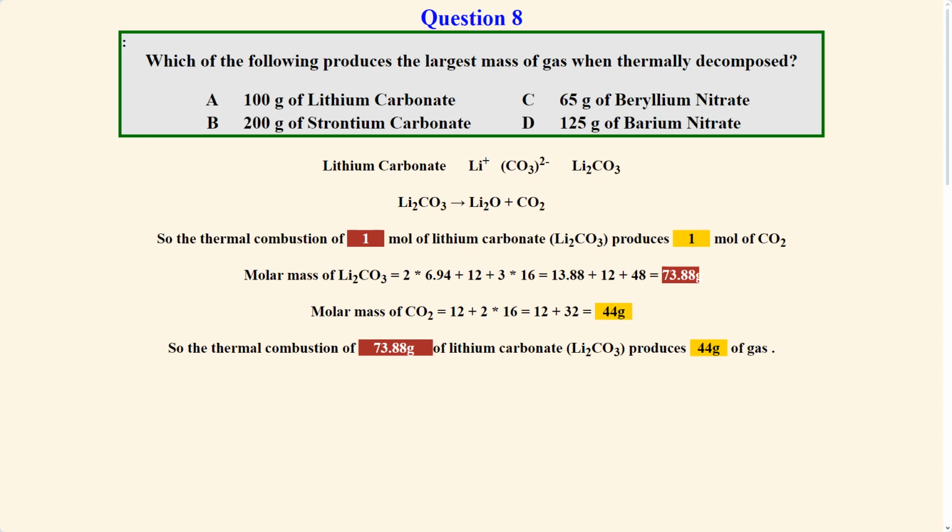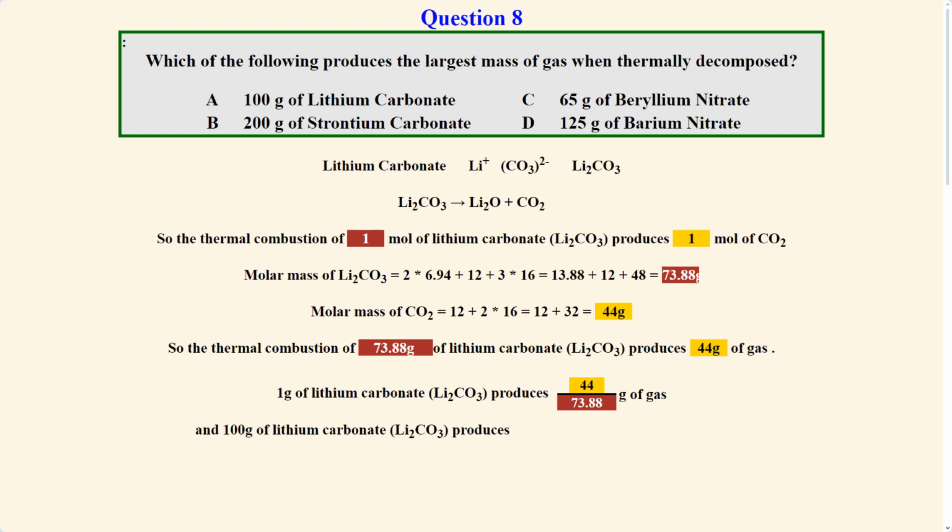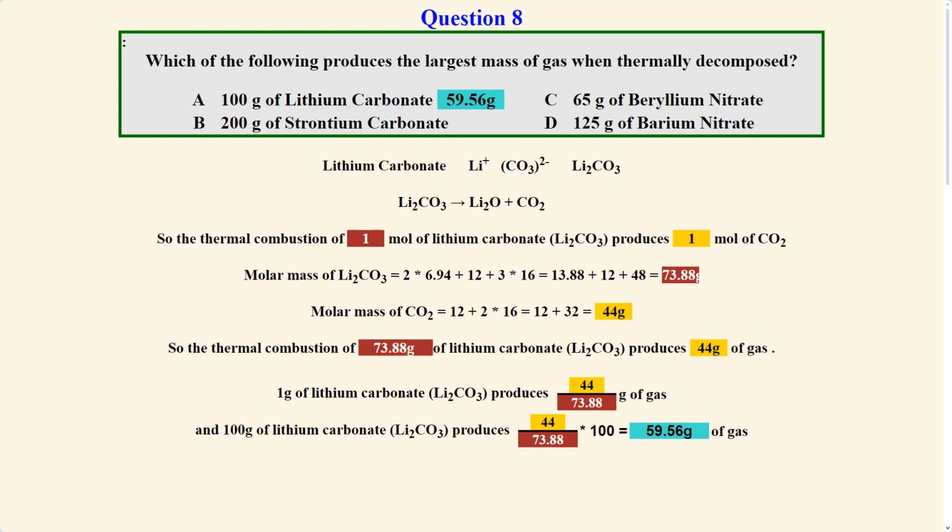We've got 100 grams, so let's go first to 1 gram, divide everything by 73.88. We need to divide the right by 73.88, and then to get to 100 grams, multiply up by 100, multiply right by 100, and we get 59.56 grams of the gas. So let's put that up at the top there.